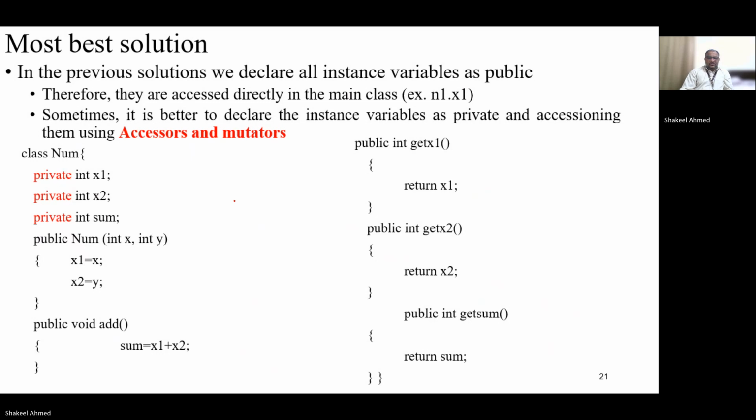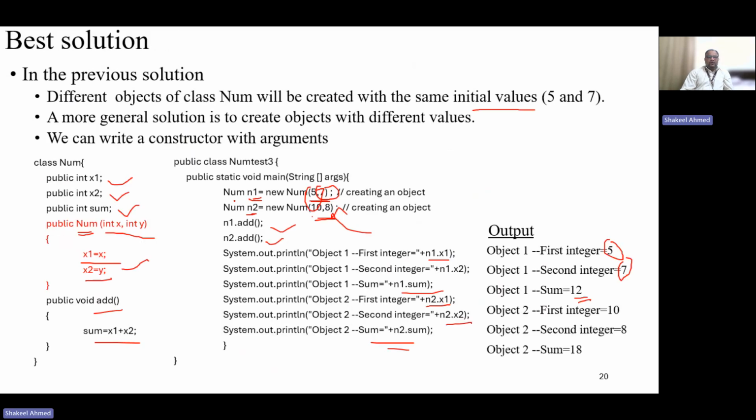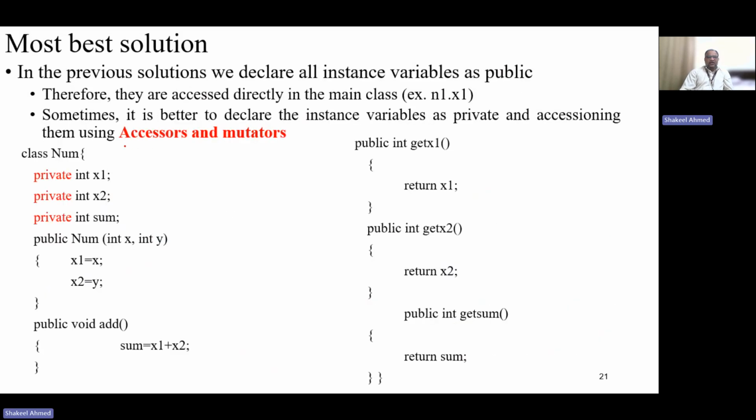And then you have the other way to do that, which is the best solution, which is called accessors and mutators. If you remember, we said that we can do it with methods, and one of the methods is the constructor, and the other way to do that is using accessors and mutators. In accessors and mutators, we call them set methods and get methods. So the program is all the same, but here you are seeing that the values are private. So it is better to declare the instance variables as private and access them using accessors and mutators.